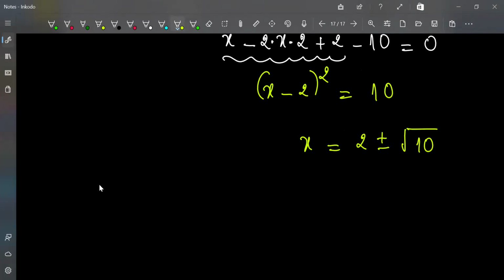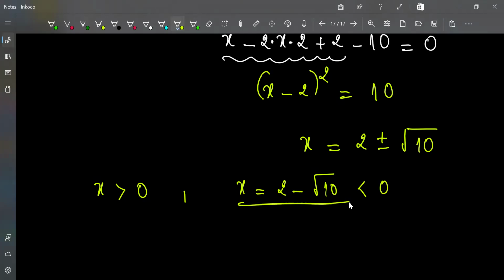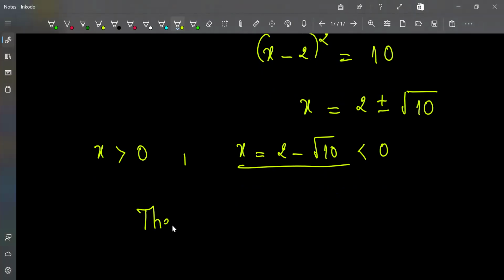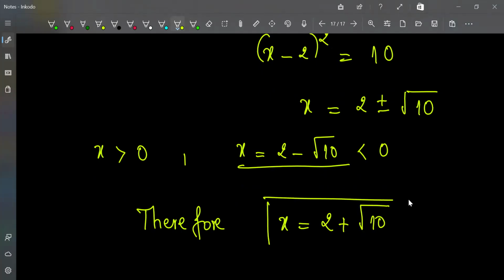Okay, but we know that x is greater than 0. So the value x equal to 2 minus the square root of 10 is less than 0, so we cannot use it, because it does not satisfy the equation. So therefore x is equal to 2 plus the square root of 10. Okay, this is the real root of this equation.